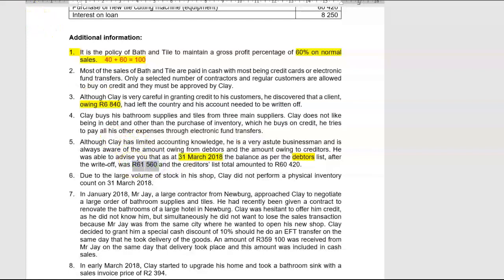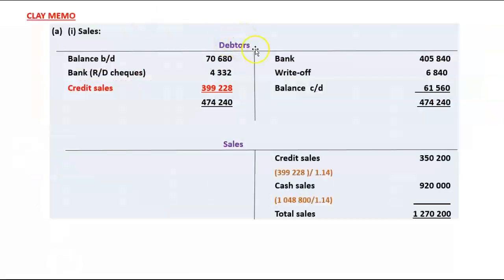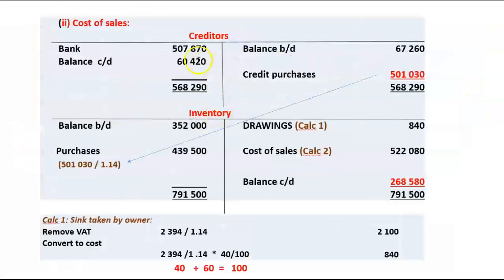61,560, and that the amounts according to the creditors list was a total of 60,420. So the closing balance on my debtors account, 61,560, and the closing balance on my creditors account, 60,420. Closing balance, 61,560. Closing balance, 60,420.